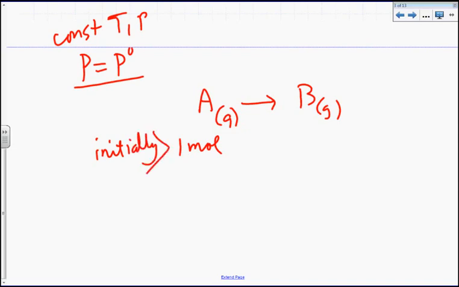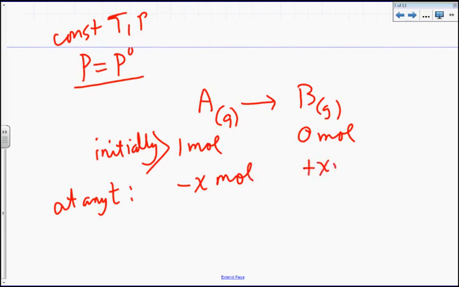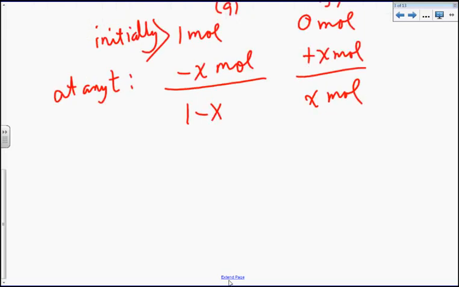We have 1 mole of A and 0 moles of B. Now, at any given time, you will have lost X moles of A and made X moles of B. So the amount of A would be 1 minus X moles, and the amount of B would be X moles. Let's see what our initial G value is going to be.